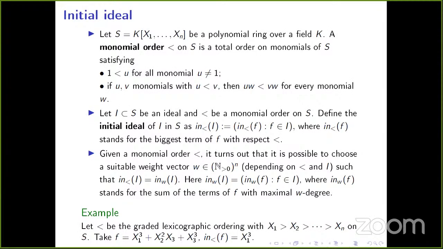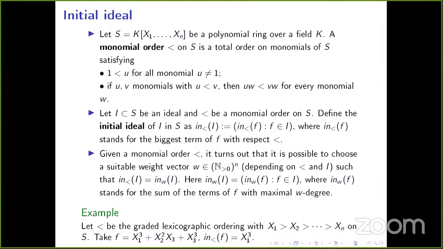I start with the notion of initial ideal. Let S be a polynomial ring with n variables over a field K. Here we do not assume that the field has characteristic p. The field can be of any characteristic. All these things work, the definition and everything.